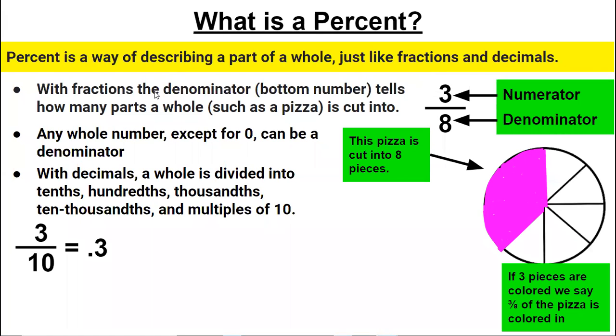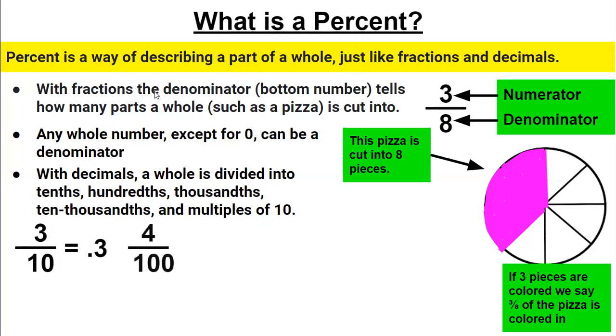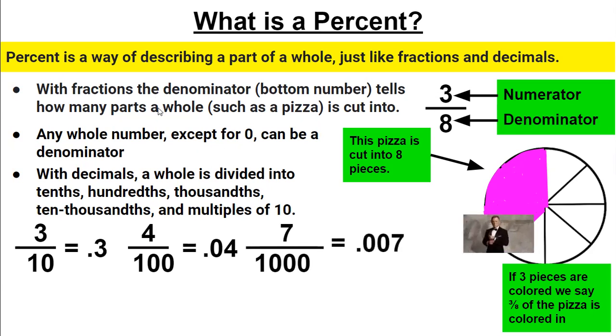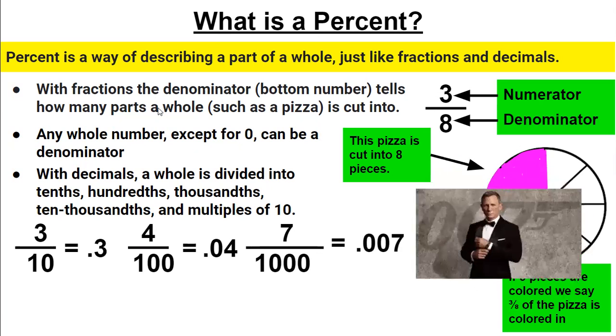So a fraction and a decimal are related. How about 4/100ths? As a decimal, that would be 0.04. And what about 7 thousandths? That would be 0.007. 007. Did you ever see the movie James Bond? He was 007. There he is.